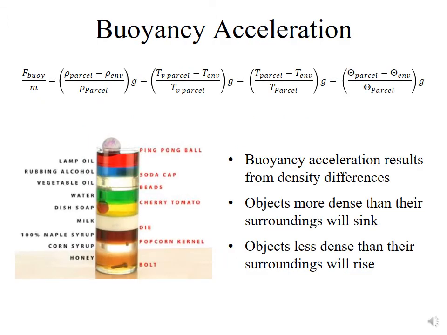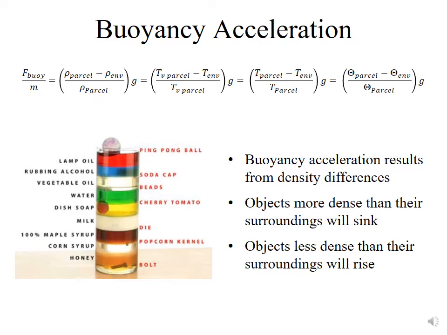Recall that force is equal to mass times acceleration. So if you divide both sides by mass, you'll get acceleration is equal to force divided by mass. So what we're looking at here is the buoyancy acceleration, which is the buoyancy force divided by the mass of the object. And we have several different ways to calculate this. The most straightforward is just using the density of the air parcel minus the density of the environment divided by the density of the parcel. And that gives a unitless parameter, which is multiplied by gravity to get the buoyancy acceleration.